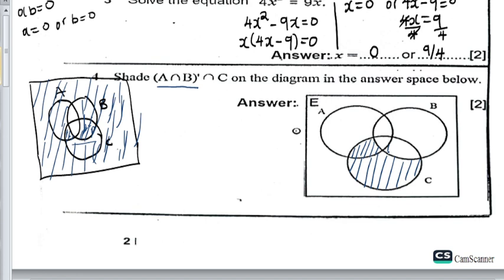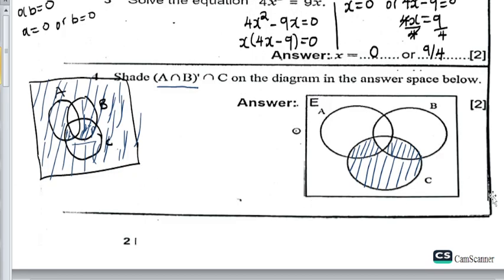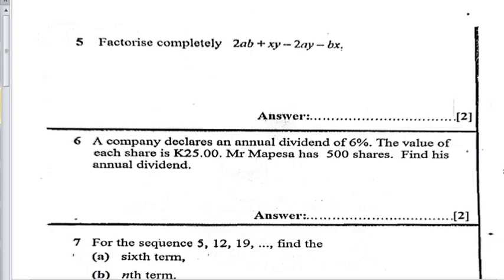Which other part has remained? Nothing. So this is the final answer for the intersection of C with A intersection B complement. Right, so now question 4 has been dealt with. Now we look at the other question. Check for question 5. The question is telling us to factorize completely. So this is coming from algebra.